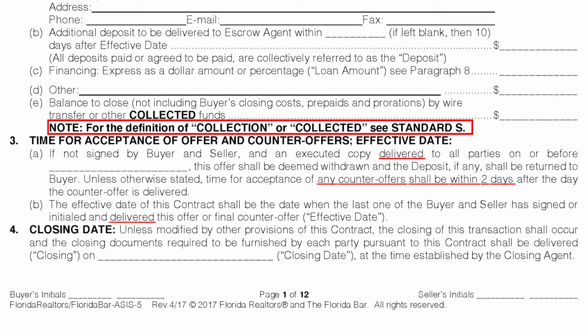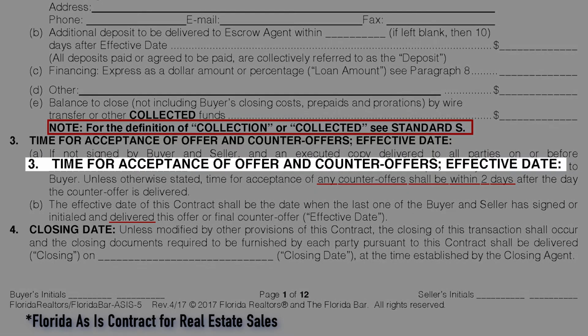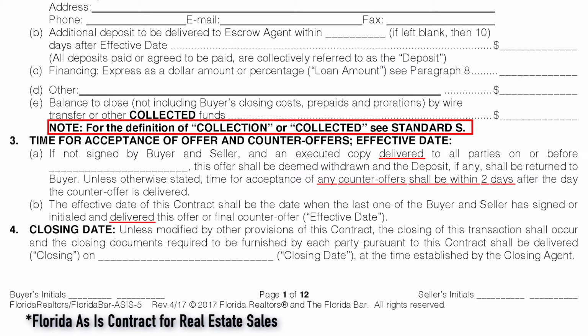Section 3 here for time for acceptance and counteroffers and the effective date. Section 3A talks about the time for acceptance, and it says, if not signed by buyer and seller and an executed copy delivered to all parties on or before blank, this offer shall be deemed withdrawn. So what does that mean?